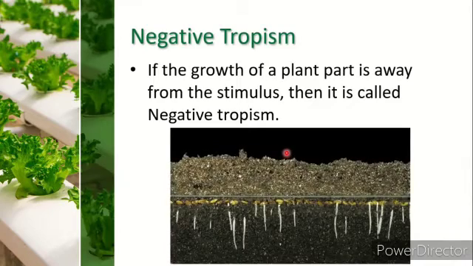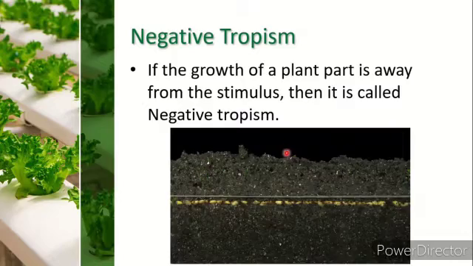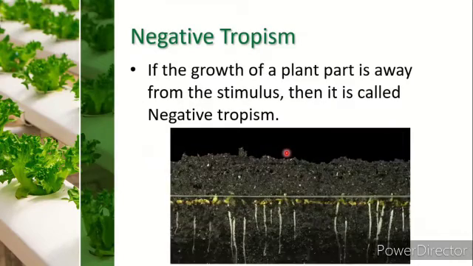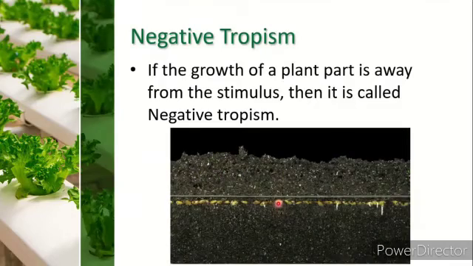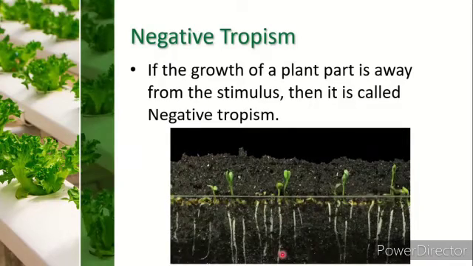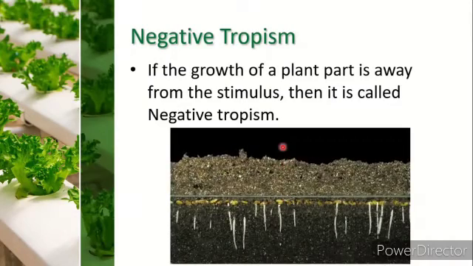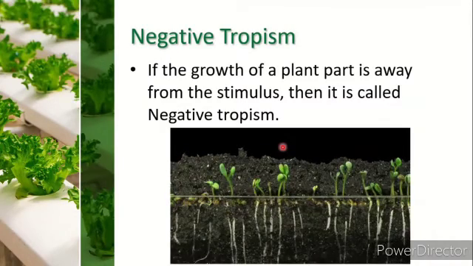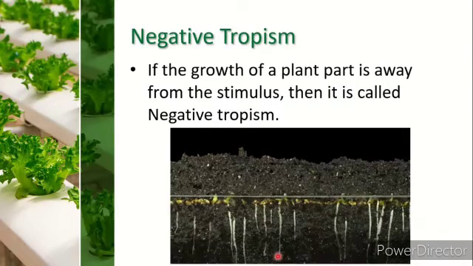Coming to the negative tropism. Negative tropism occurs where the plant parts move away from the stimulus. Here you can see that the roots are moving away from the light, for example, and the shoots are moving towards it. So the shoots show positive tropism and the roots show negative tropism. This is one example.